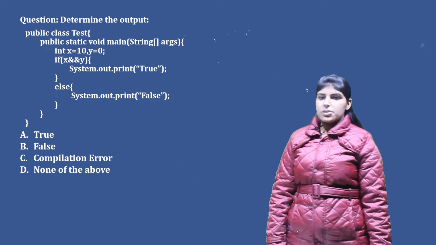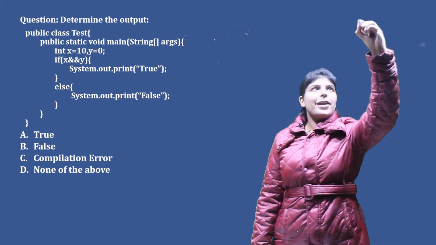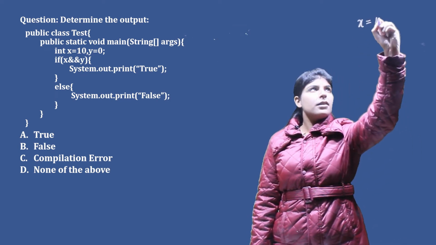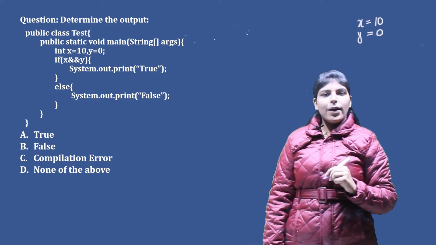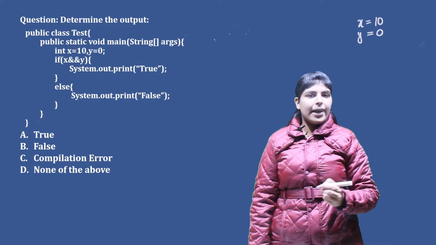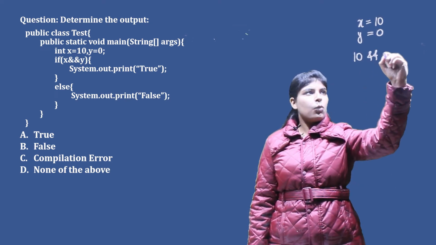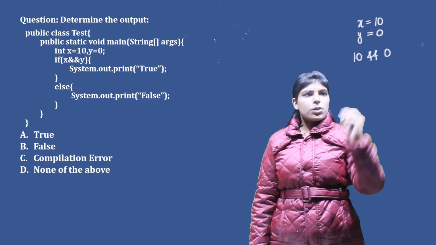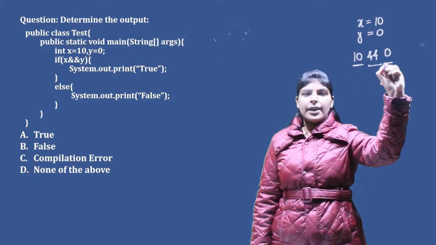So let us see the next question. Here I have two integer variables x and y. So the value of x is 10 and the value of y is 0. So now I have an if condition x and y. So x is 10 and y, that is 0. So now this is an integer, this is and, this is again an integer.